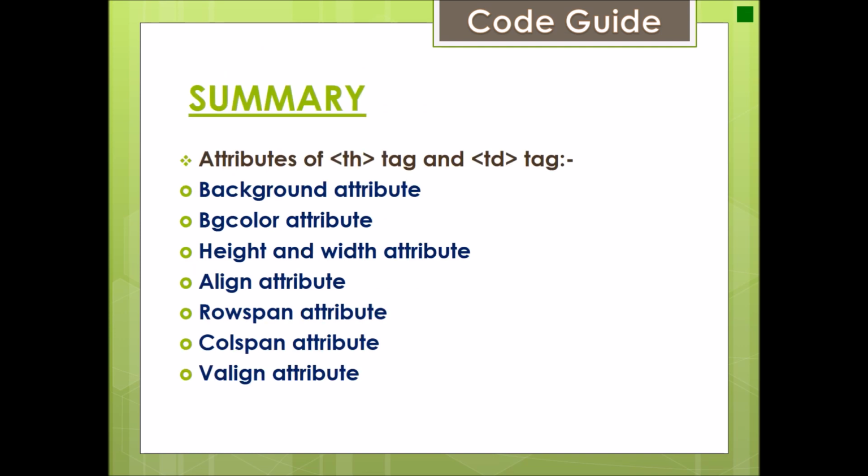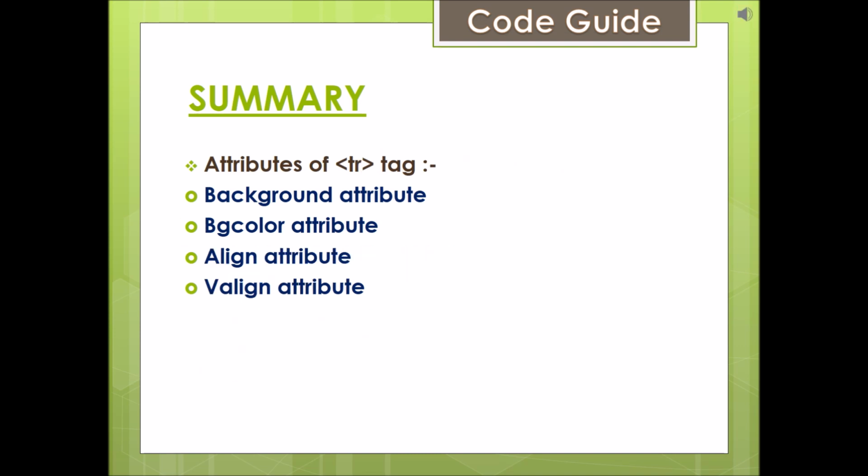This is a summary of the TH and TD tags. The background attribute is used to insert or display an image as the background of a table header or a table cell. Bgcolor gives color to a cell. Height and width decide the height and width for a particular cell. Align is used to align the text: right, center, left or justified. Rowspan is used to merge rows in a table. Colspan is used to merge columns in a table for a particular cell. V-align is used to vertically align the text, whereas align is used to horizontally align the text.